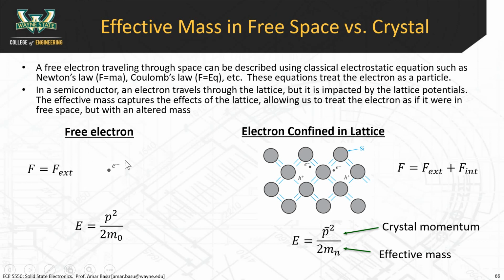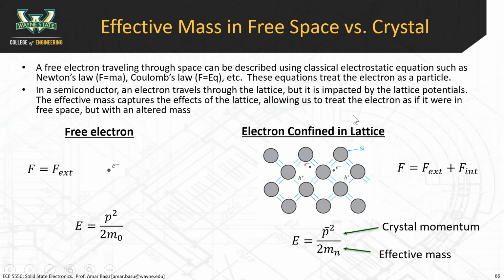So the force applied to the electron here is the external force. We call that, the voltage that's applied to the system, that's the external force. Okay, and the electron energy is equal to p squared over 2 times m0. The effective mass of the electron in this case is the actual mass of the electron.